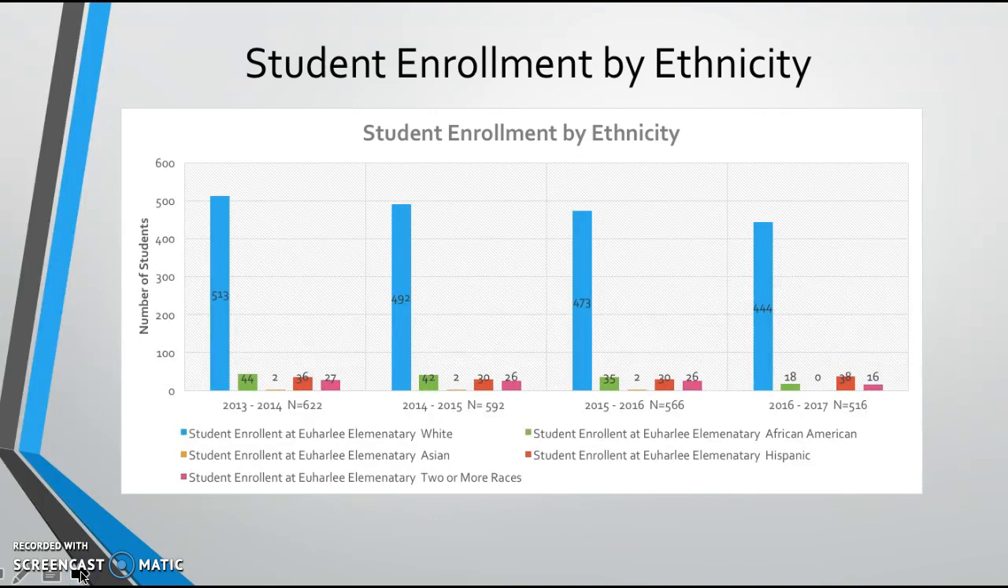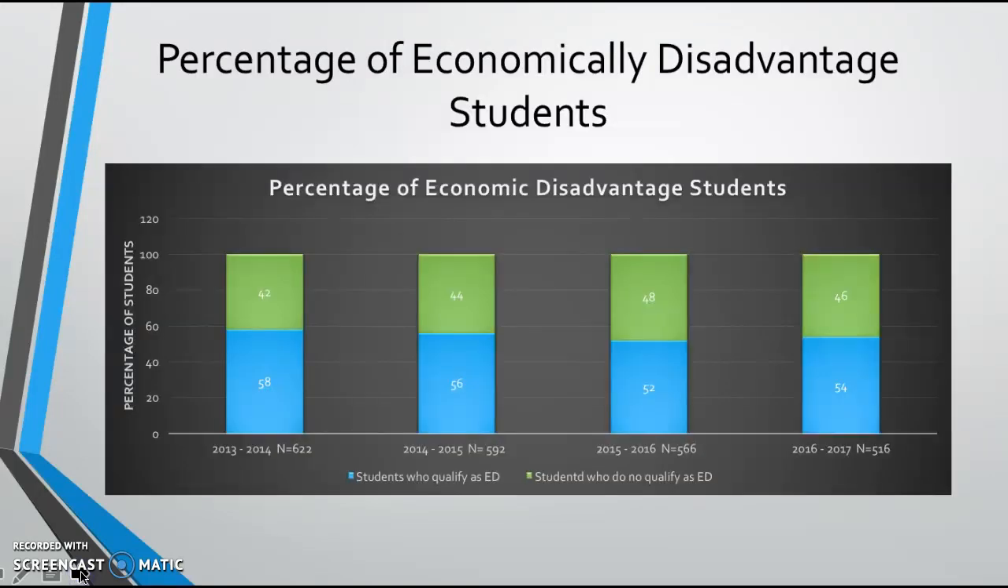In 2016-2017, Euharlee Elementary was comprised of 86% Caucasian students, 4% African Americans, 7% Hispanic, and 3% of students having 2 or more ethnicities. And looking at the bar graphs, you can see these percentages remain the same for the past 4 years with very little differences.